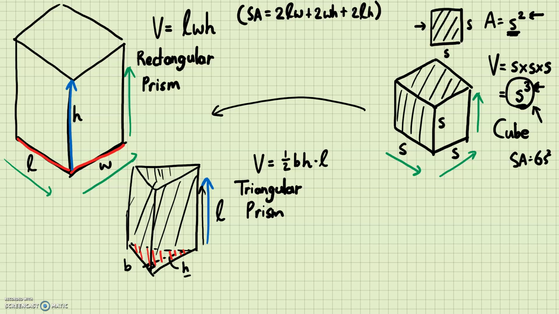Okay, so for finding the volume of a prism, the general concept is that you find the area of the base like this, and then multiply that times the height. Same for rectangular and triangular. And for cubes, just multiply S with itself 3 times to get the volume.